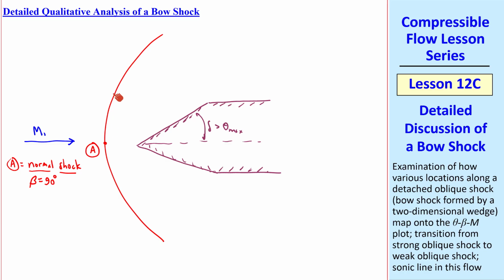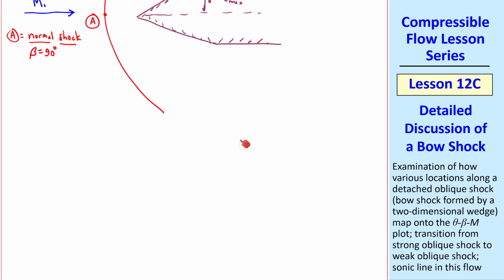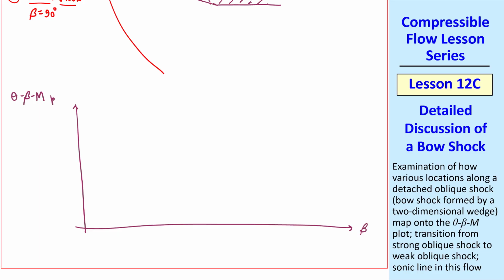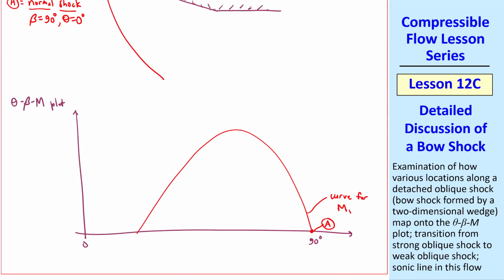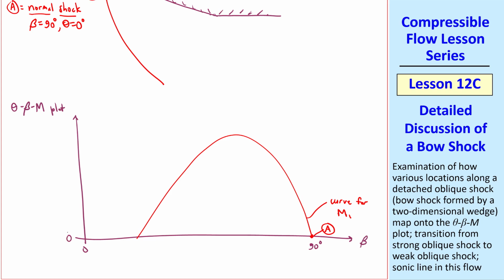I'll move along this bow shock and introduce points like B, C, D, E, and then map each of these on the theta-beta-M plot, where we'll show only one curve here, which is the curve for Mach number M1. M1 is obviously supersonic for there to be a bow shock, and beta goes from 0 to 90 degrees, where point A is the normal shock, as we showed here. Note also that theta equals 0 for a normal shock, and that's also seen here, where theta is 0.